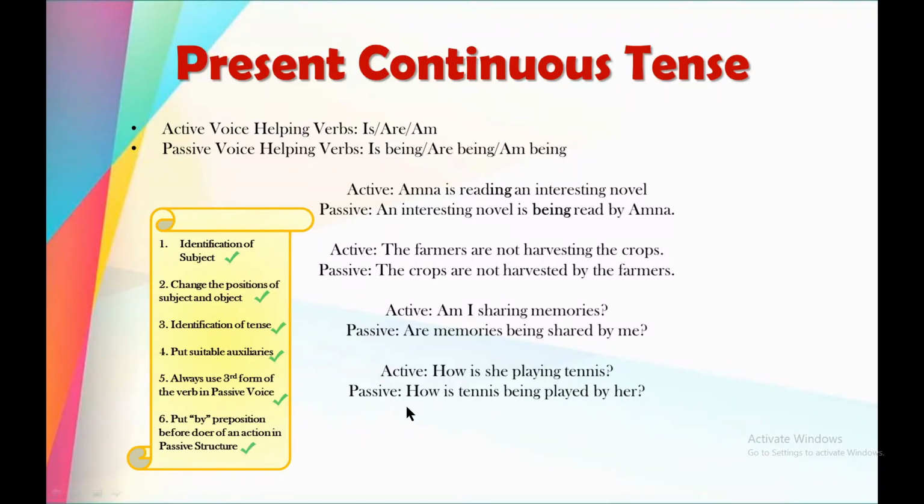Now what we would do with this how? How would remain at its position.